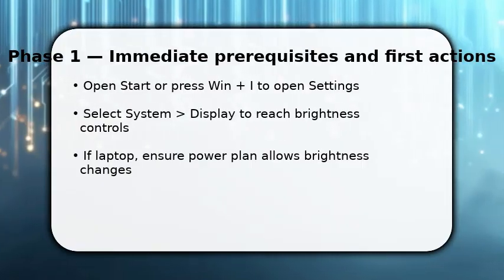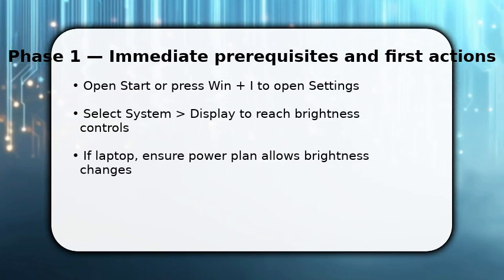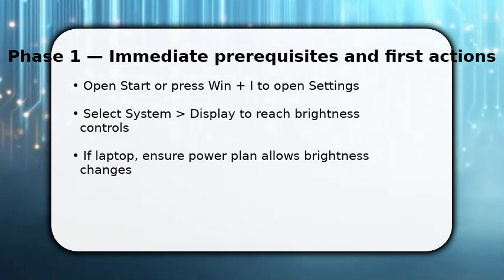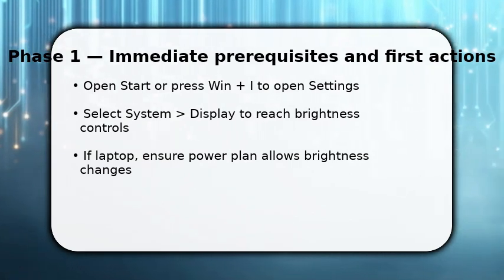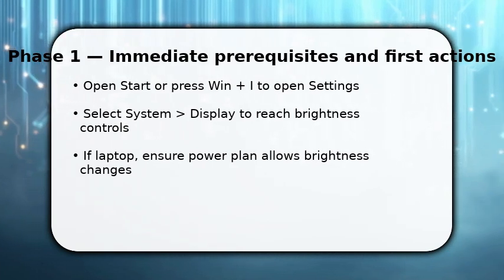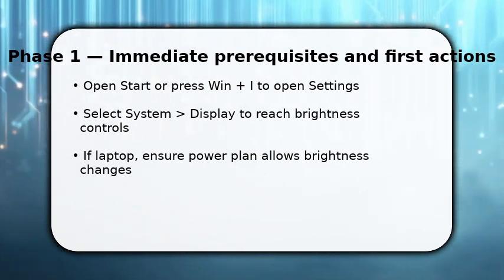You begin by opening settings immediately. Press Win+I or click Start and type Display. Once done, select System then Display so you see brightness and night light options. You need this view because it centralizes controls and prevents accidental driver changes.